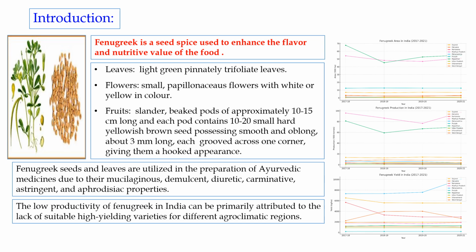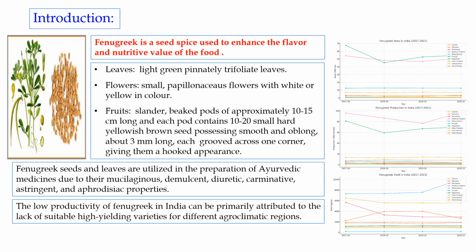On the left corner of the slide, you can see the morphology of the fenugreek plant displayed. The fenugreek seeds and leaves are utilized in the preparation of Ayurvedic medicines from ancient times in India. In the right corner of the slide, you can clearly see the graphical representation of area, production and productivity of fenugreek in India from the year 2017 to 2021.